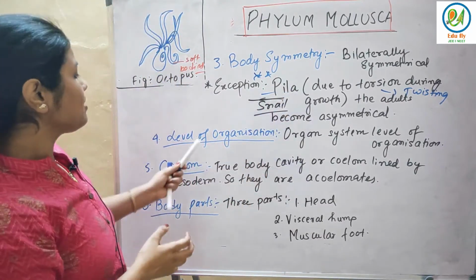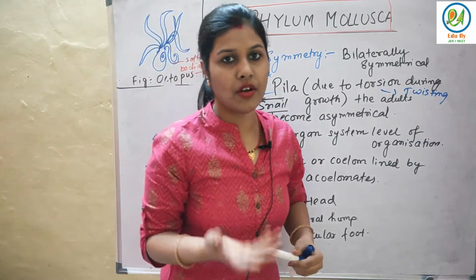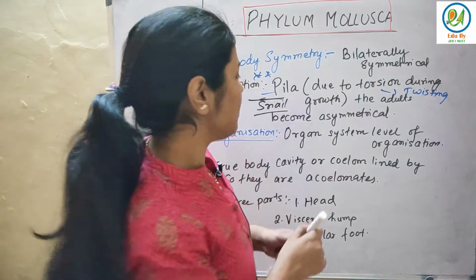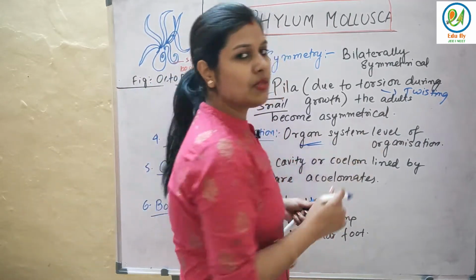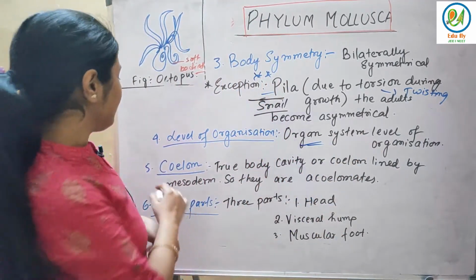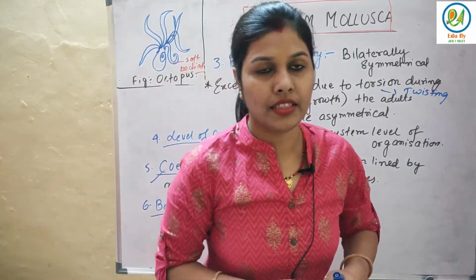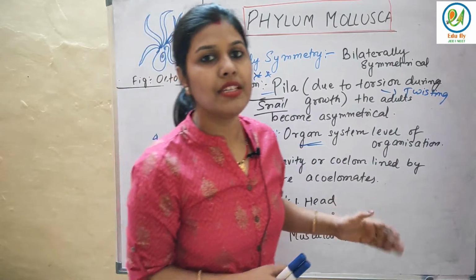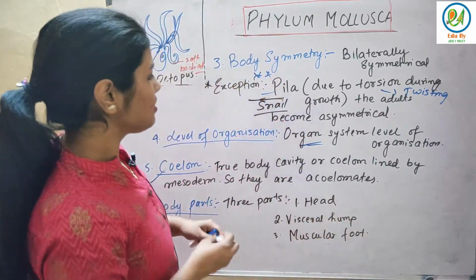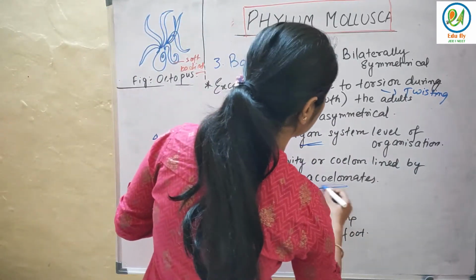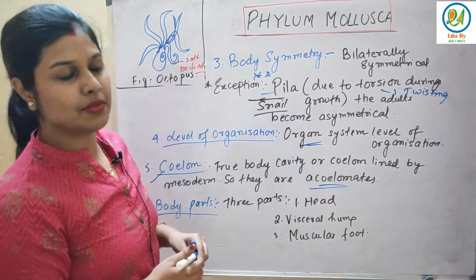Fine. Next is level of organization. So we have organ system level of organization, just like in the previous phylum. Fine. Next is coelom. Coelom is true coelom. Their body, that is in case of mollusk, they have true coelom, that is coelomate. Coelomate means true coelom. See, remember this, true coelom is present.